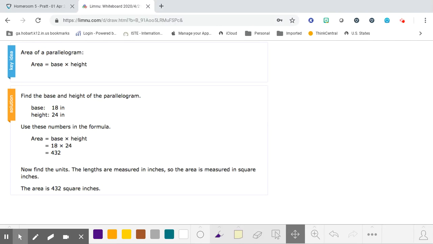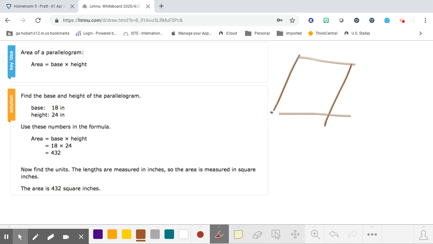Today we're going to talk about how to find the area of a parallelogram and a trapezoid. So today we're going to start with the area of a parallelogram. A parallelogram, if you remember, looks like a square or a rectangle, and it's kind of slanted. So that would be a parallelogram. It's not the perfect one, but you get the picture.